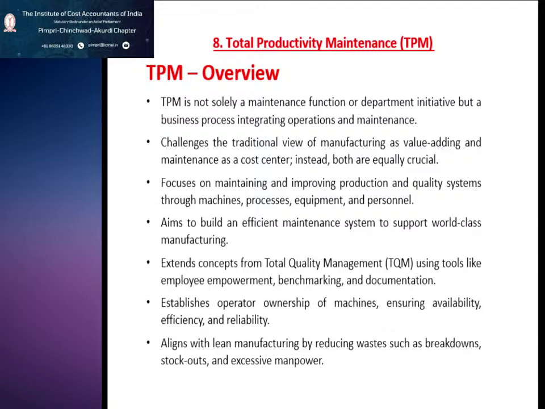Another aspect of TPM is it establishes operator ownership of machines, ensuring availability, efficiency and reliability. It aligns with lean manufacturing by reducing waste such as breakdowns, stockouts and excessive manpower. So lean manufacturing we have already covered, and we have this concept as a subject for our module also, wherein the entire lean manufacturing focuses on reduction of wastages, and there are various types of wastages that are identified by this concept. Thereby TPM, that is total productivity maintenance, is aligned with lean manufacturing as a concept, thereby reducing wastages such as breakdowns, idle time, stockouts and excessive manpower or excessive processes also for that matter.